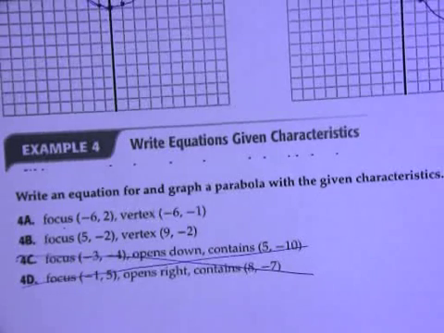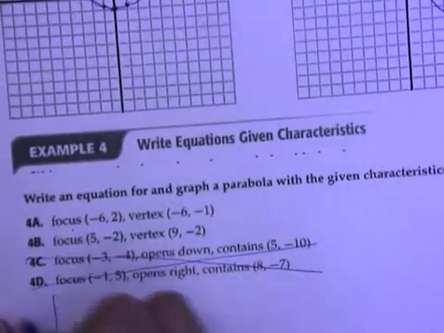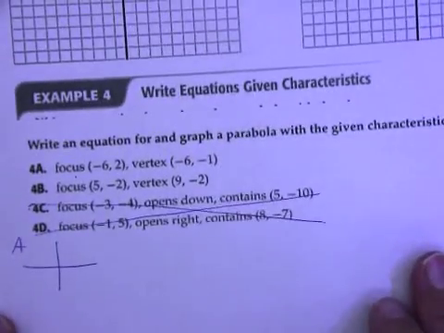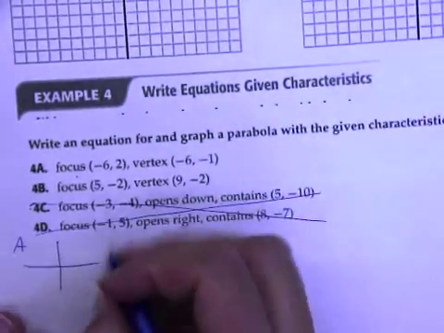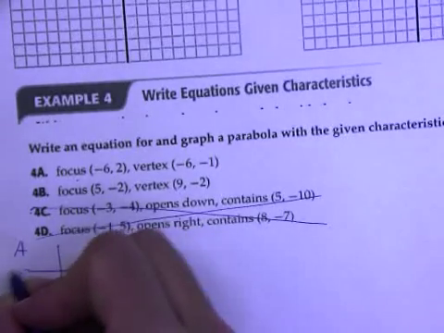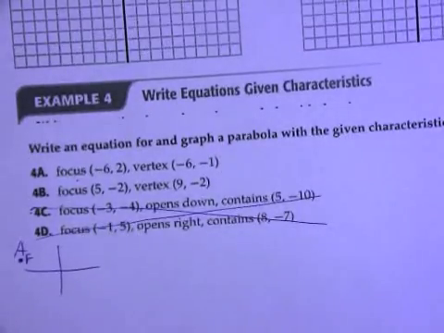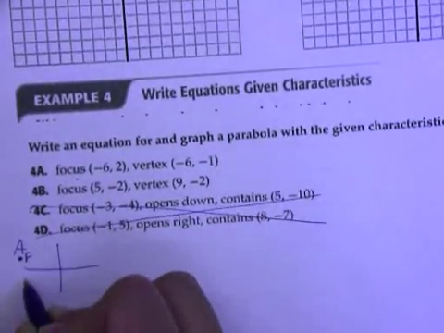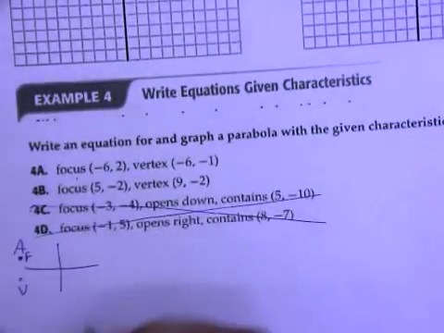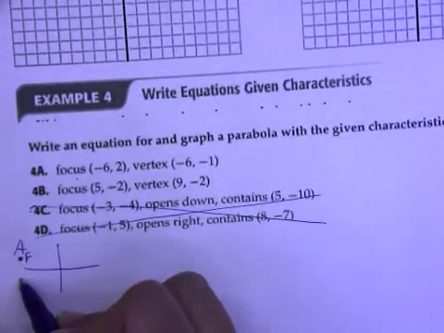In example 4, the instructions say write an equation for and graph. I'm only going to be focusing on writing the equation for it, and I'm not looking at this at this time. Okay, so my focus is negative 6 comma 2. My vertex is negative 6 comma negative 1. First thing that I would suggest that you figure out is how this graph is opening, up, down, left, or right, because that determines whether your p-value is positive or negative, and it determines whether it's the x being squared or the y being squared.